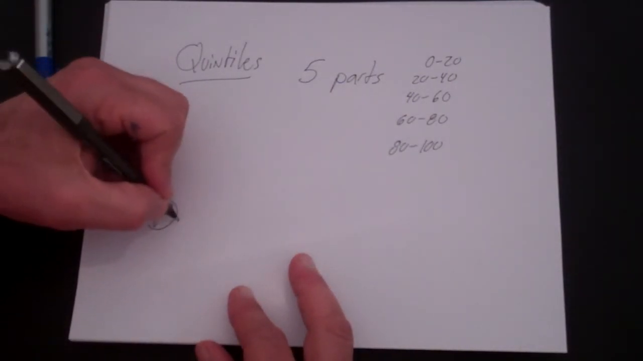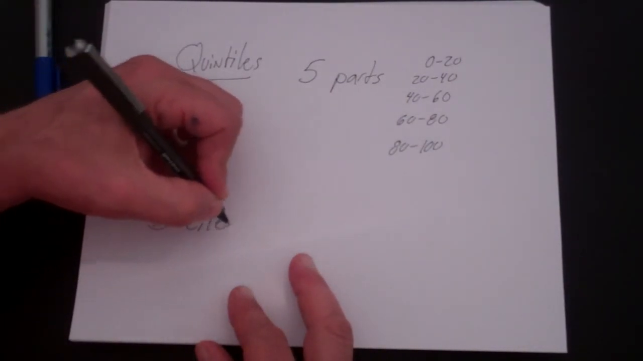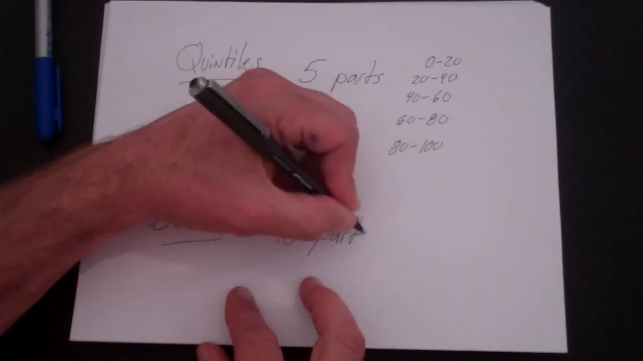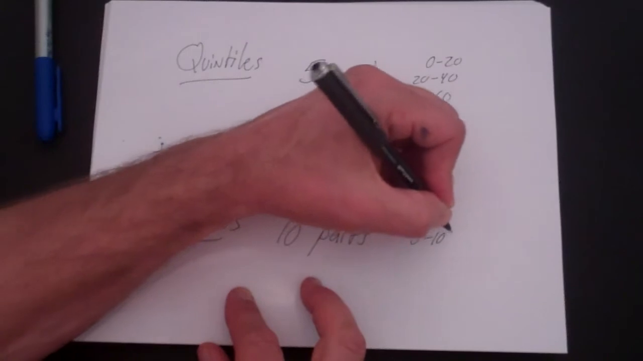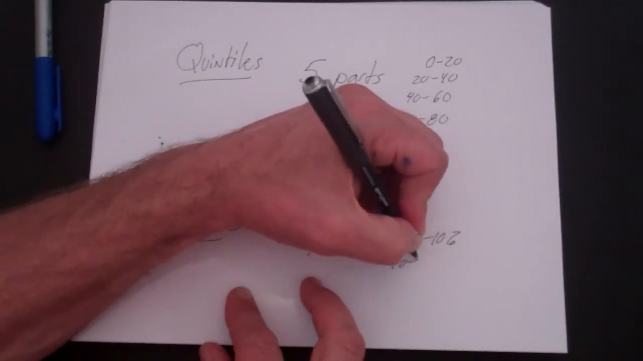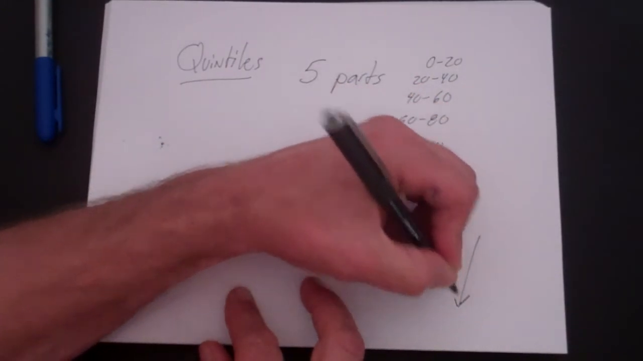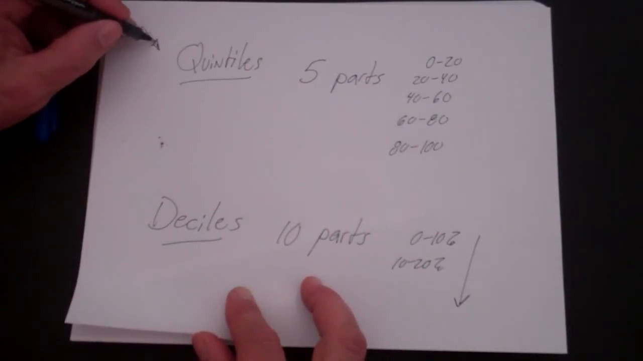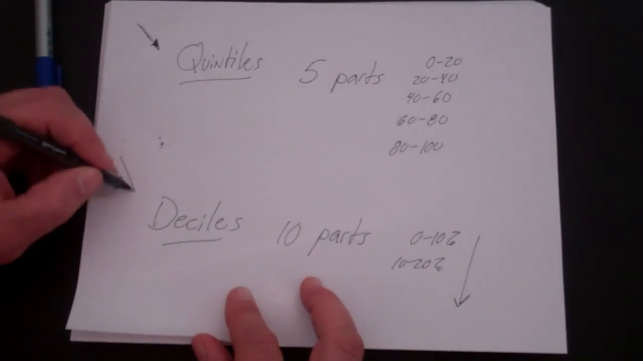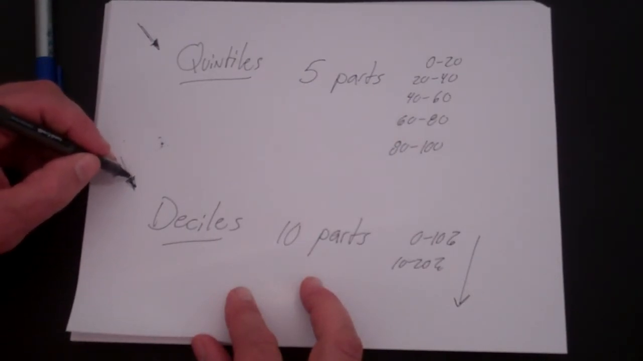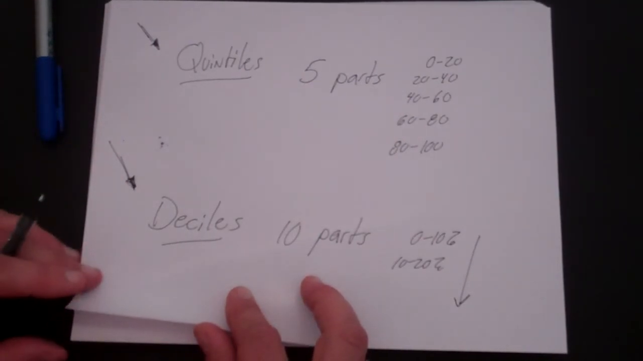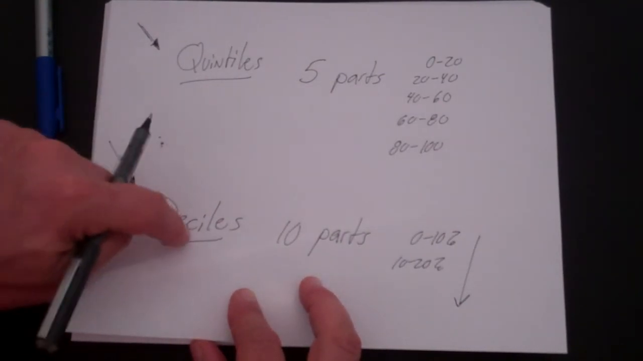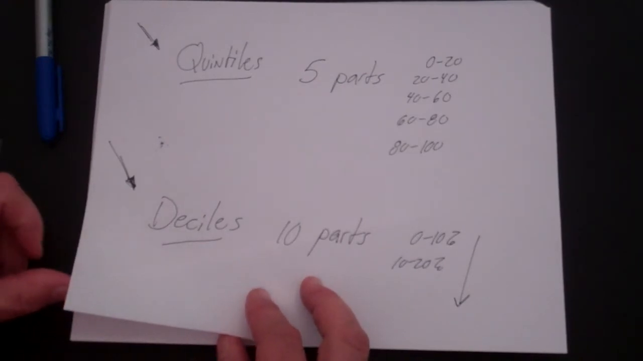And you also have deciles. Deciles are in 10 parts. So from 0 to 10%, 10 to 20%, etc. Quintiles are often used for income distribution, as are deciles. So for example, if they're talking about the tax plans of 2 different candidates and the effect on the distribution of taxes, they'll often do it in deciles or quintiles.